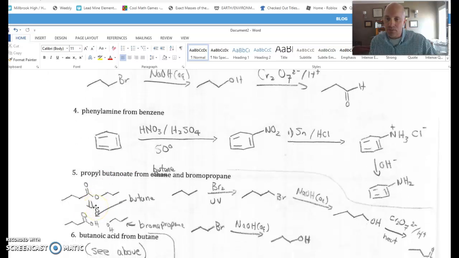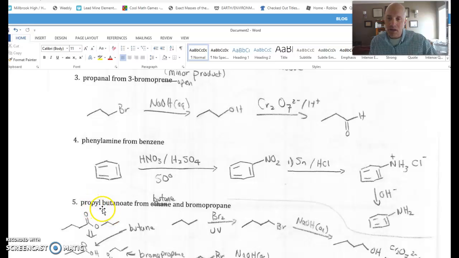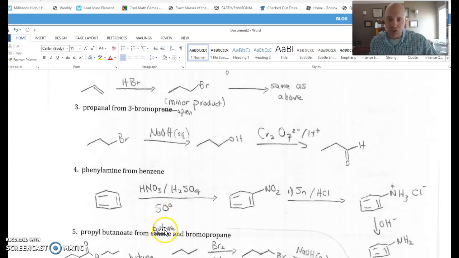Next to last problem, propylbutanoate, and I have to make this correction here. Instead of ethane, that should be butane, and bromopropane. Since there's a correction here, I would encourage you, if you haven't done this already, to stop the video and see if you can figure this out with that correction in mind, because with ethane, I can't see a route that would give you that product.